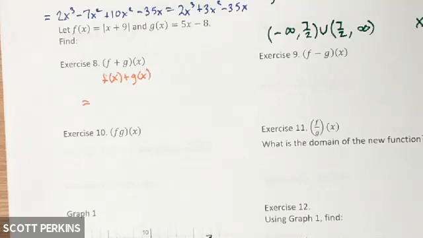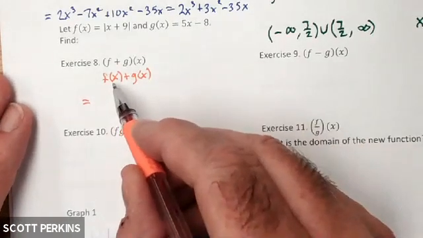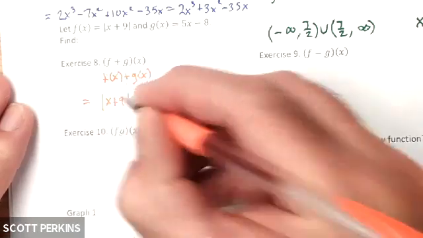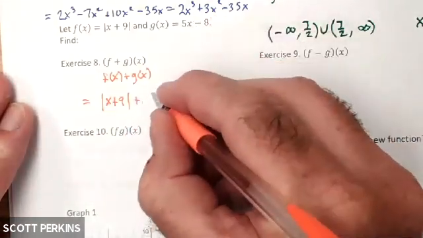Okay, I'm not going to let you think too hard and long on this because it's probably easier than some of you are making it. You just might not be remembering how absolute value works. So my addition function is f of x plus g of x. Well, f of x is the absolute value of x plus 9 plus g of x is 5x minus 8.